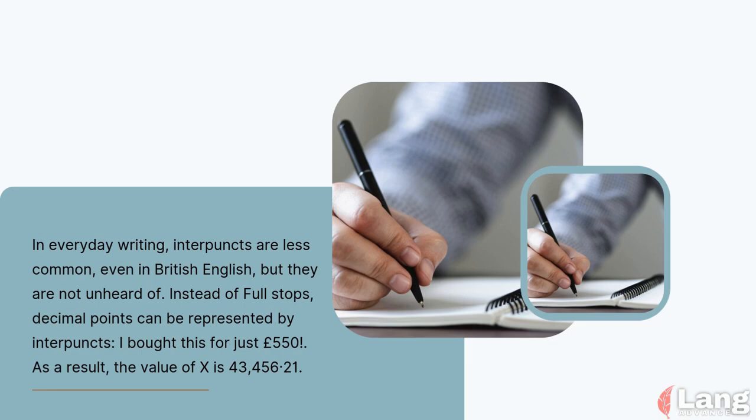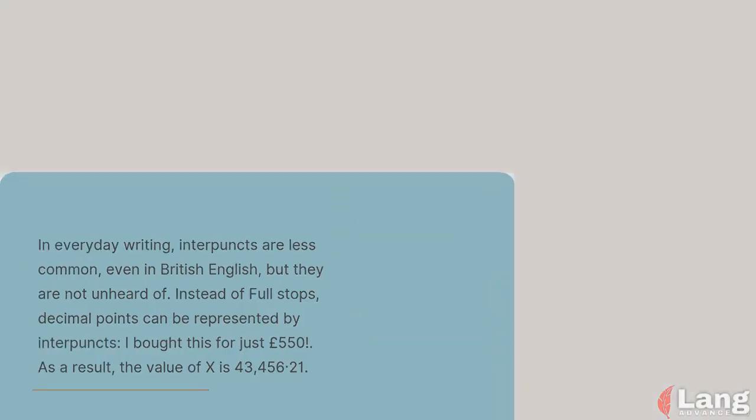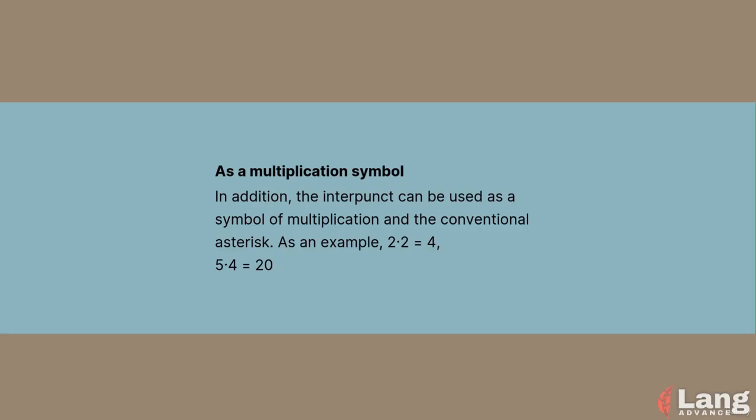Instead of full stops, decimal points can be represented by interpuncts. I bought this for just £5·50. As a result, the value of x is 43,456·21. As a multiplication symbol. In addition, the interpunct can be used as a symbol of multiplication instead of the conventional asterisk. As an example, 2·2 is equal to 4. 5·4 is equal to 20.